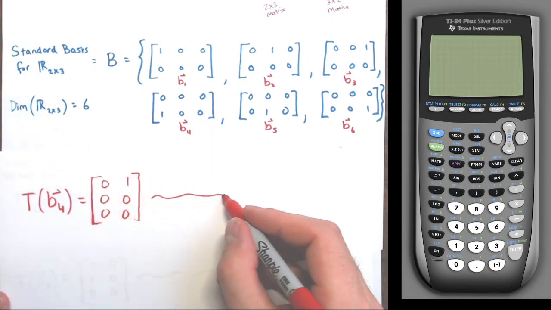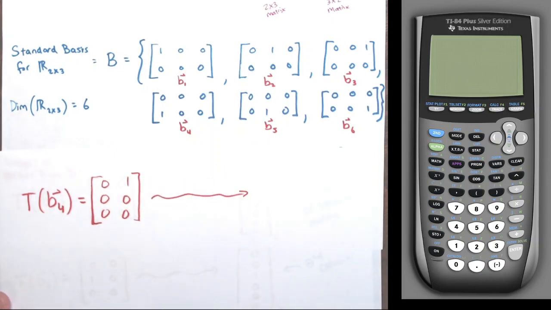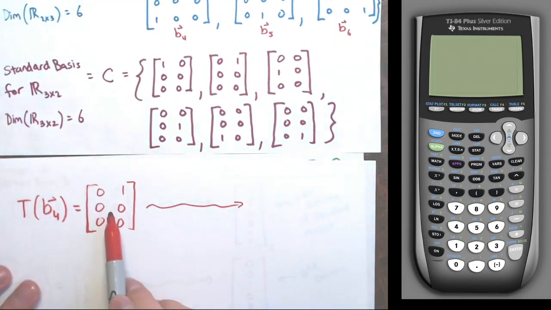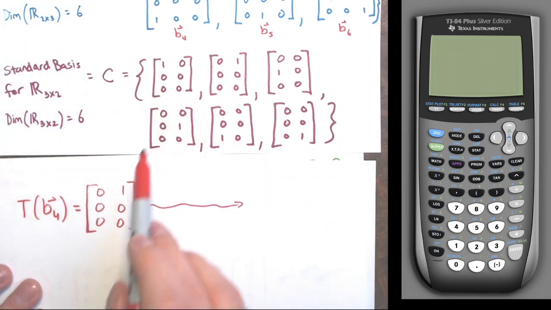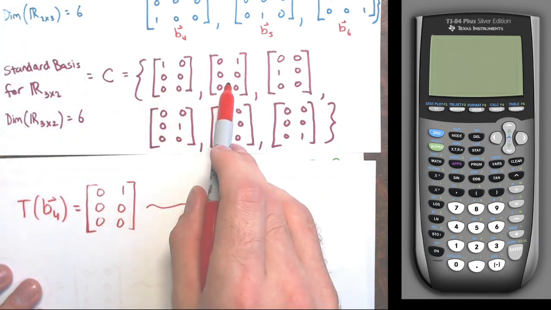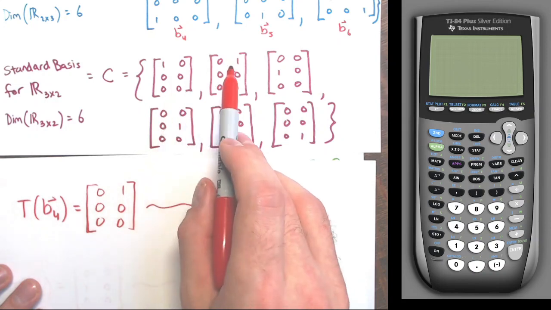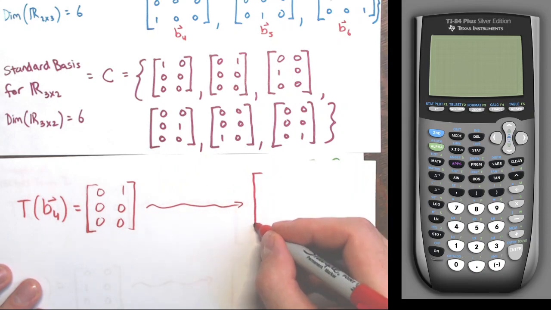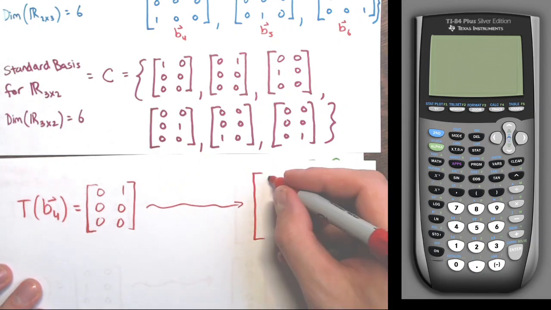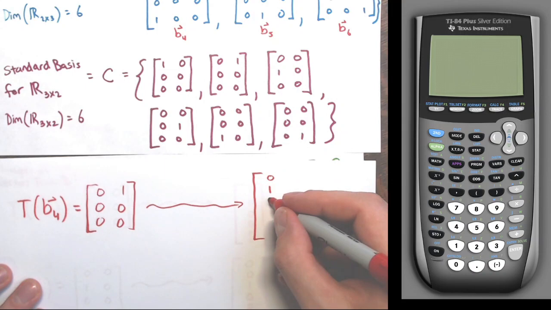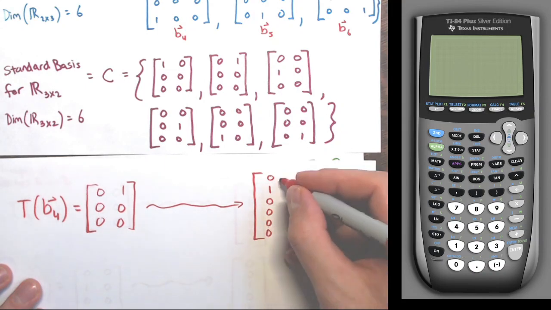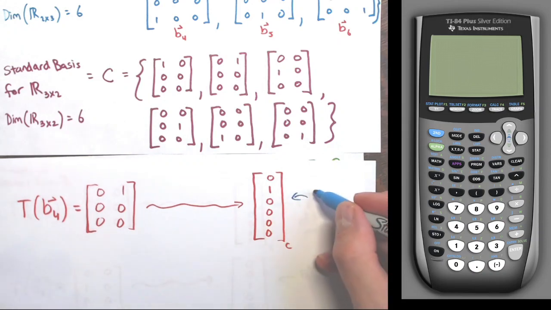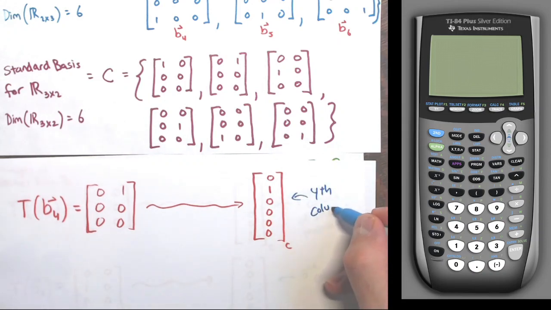Again, translate this to its coordinates relative to basis C. And here is basis C again. So you see how this is none of this, 1 of that. It's that matrix right there. It's the second one. So when I write it as a coordinate vector, it's 0 of the first one, 1 of the second one, and then 0 of the other 4. And that's again relative to basis C, and this is the fourth column of our standard matrix.